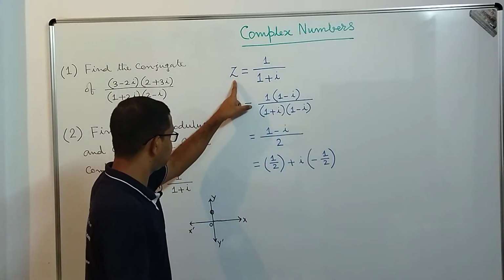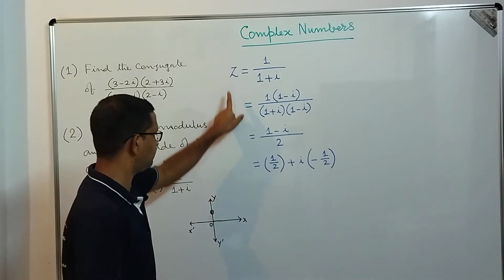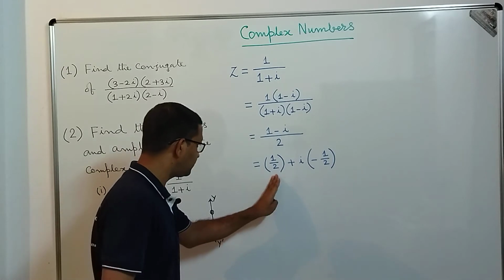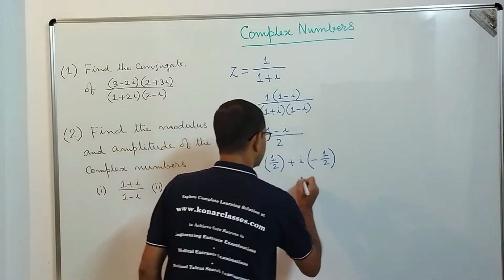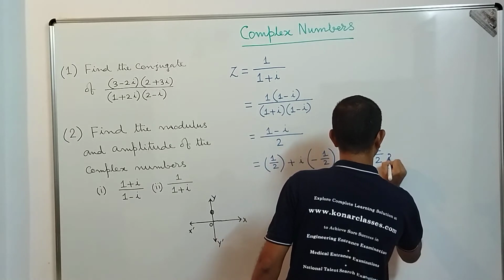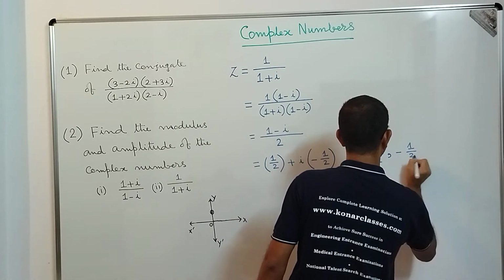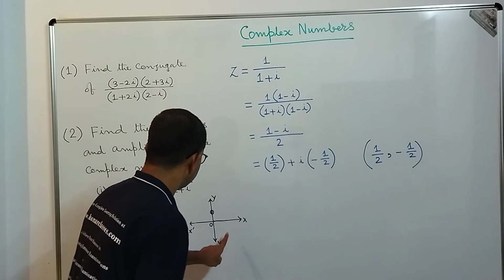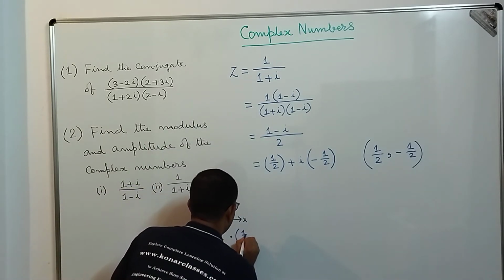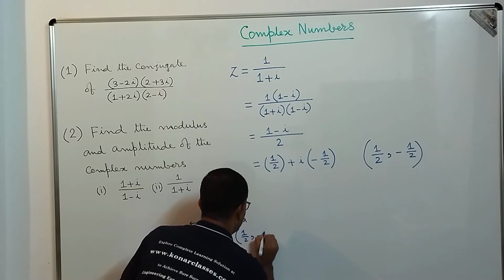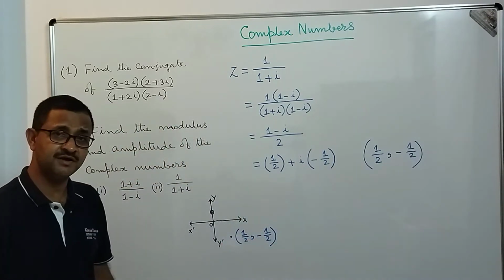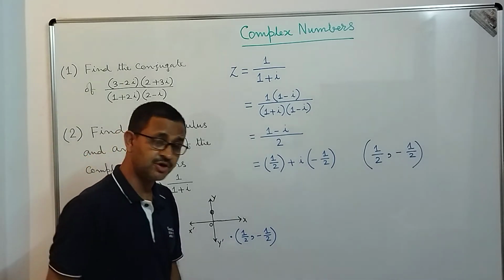Now let's look at 1 by 2 comma minus 1 by 2. If you want to represent this complex number in the Argand plane, what will be its coordinate? 1 by 2 comma minus 1 by 2, correct? So 1 by 2 comma minus 1 by 2 is in which quadrant? It is in the fourth quadrant. Here it will be the point 1 by 2 comma minus 1 by 2. And dear students, in the fourth quadrant, what is the amplitude or argument?